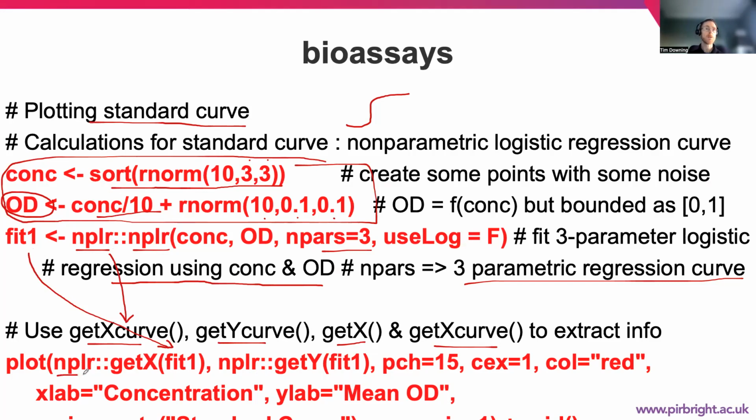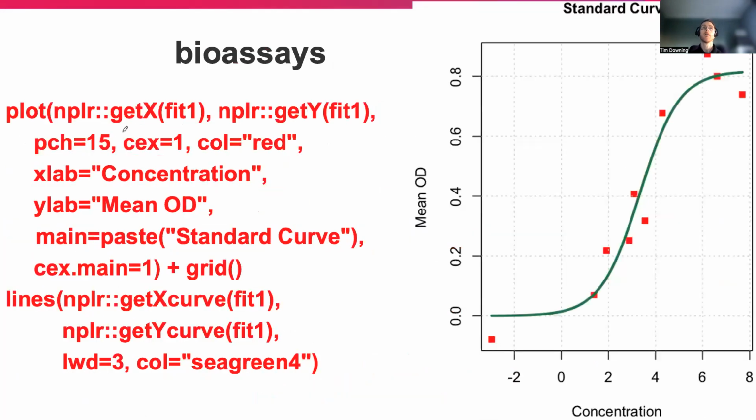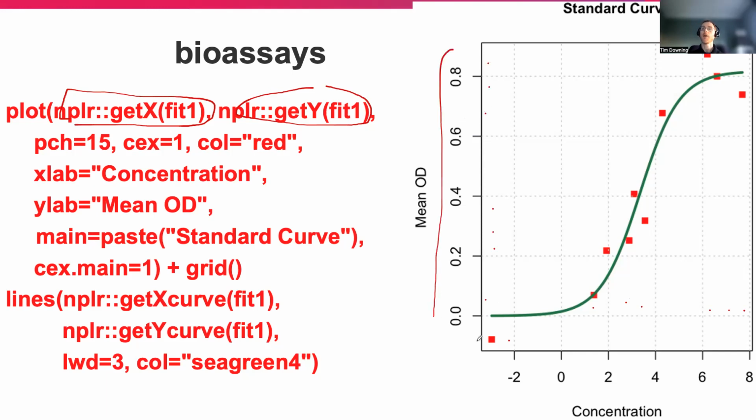And so using the NPLR function, what we see here is that we're taking the X data, getting the X fit, then getting the Y fit, so that's our X and Y values. You can see the X values plotted across here, and then we have the Y values plotted across here as well, and that's our optical density range and the concentration range.